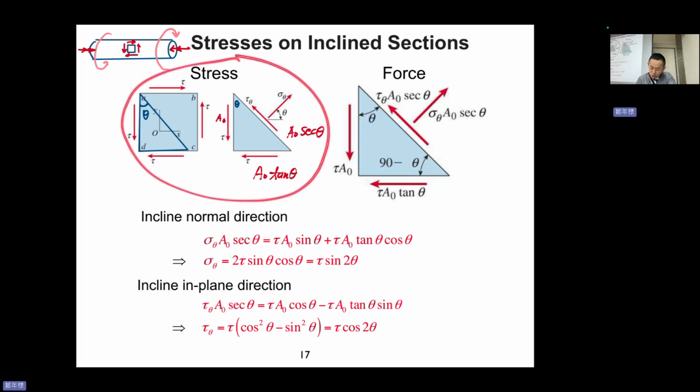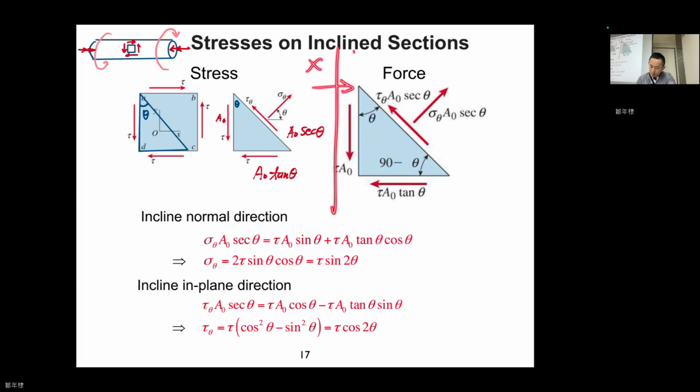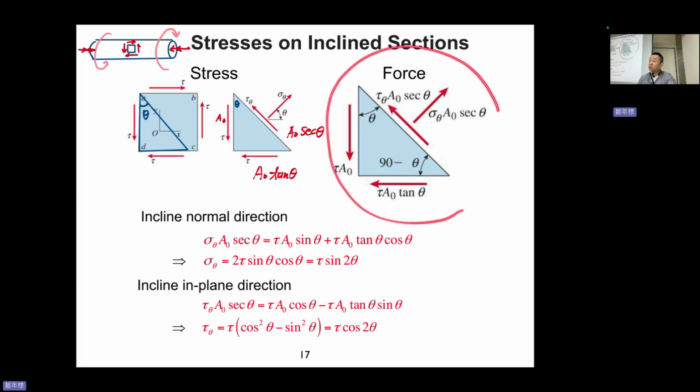So here are all stress, right? After you multiply by the area, then you get your force diagram. Okay, so this one is sigma theta, A0 secant theta, and this is tau theta A0 secant theta, and tau A0 tangent theta, tau A0, that's it, right? Of course this is 90 minus theta, then all we need to just do is the balance, easy.